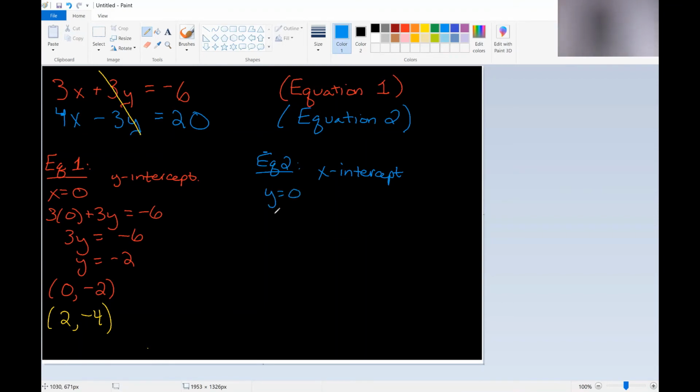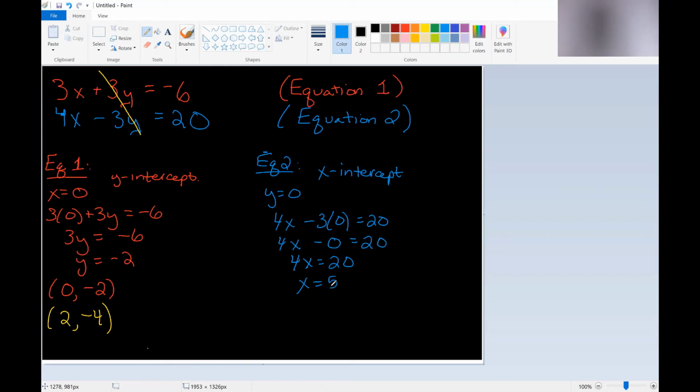And if we do that, in equation 2, we've got 4x minus 3 times 0 equals 20. Let's simplify. We've got 4x minus 0. Well, I don't even need to write that down, do I? And carrying on, we've got 4x equals 20, dividing by 4 on both sides. It gives me a final answer of x equals 5.